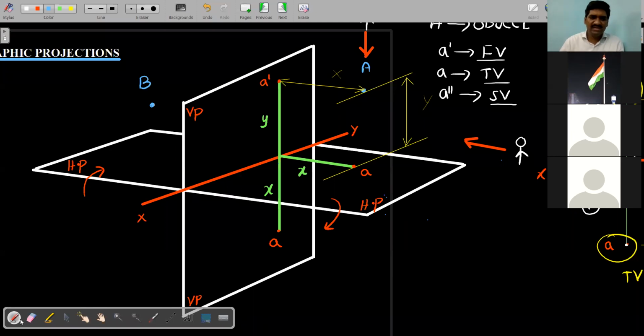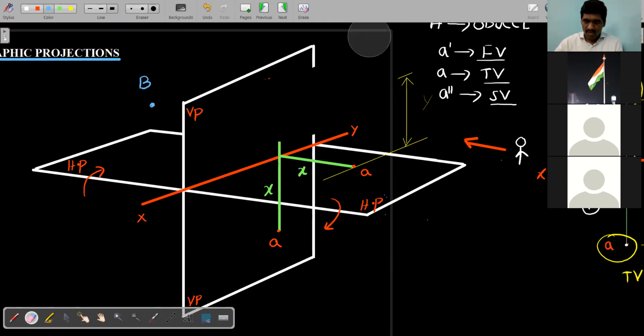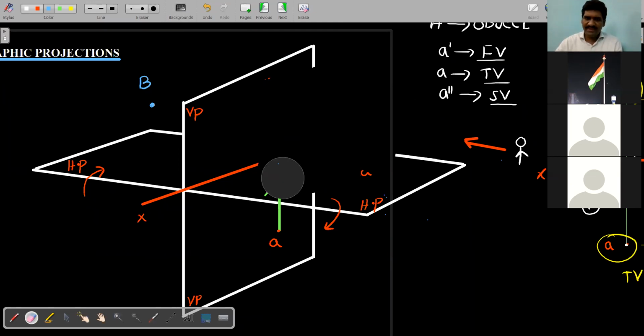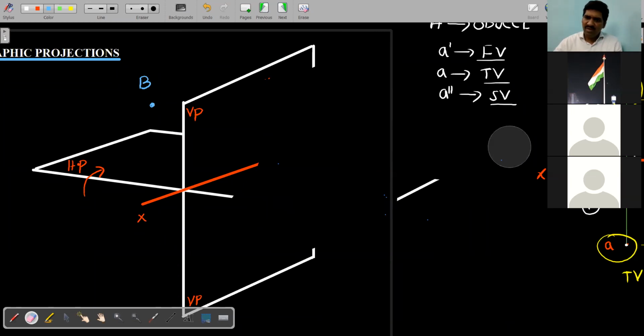Okay. Now I'll just remove this one. 1 second, once time padutundi. Okay, now I will draw the figure, no need to worry. Any lines I got, it becomes very simple.